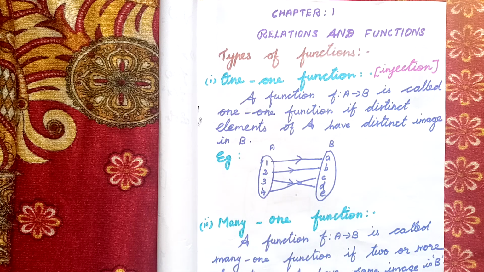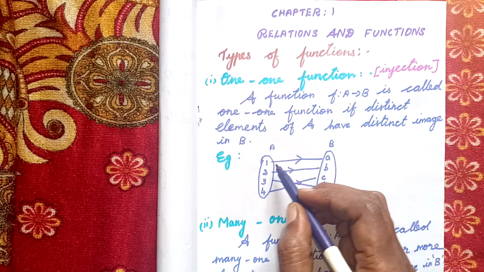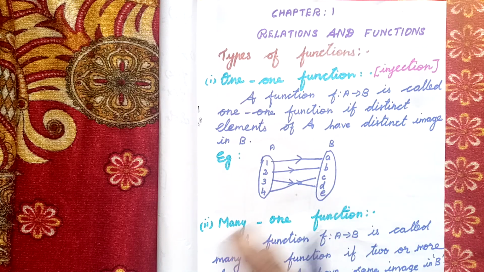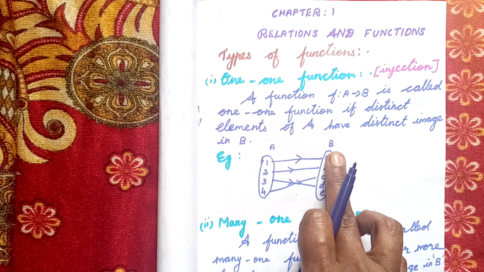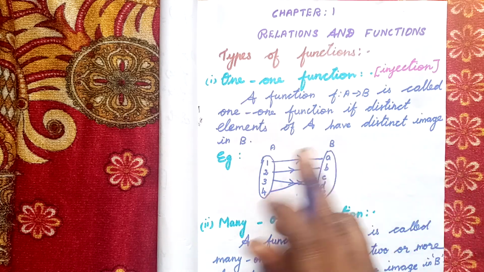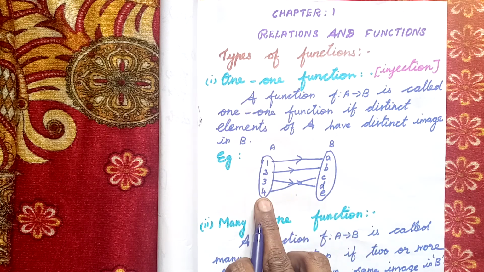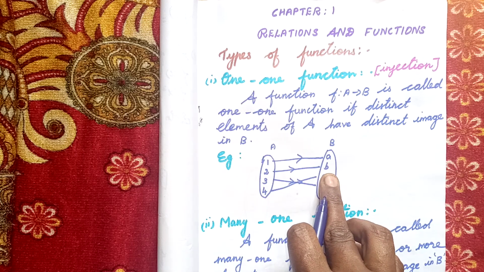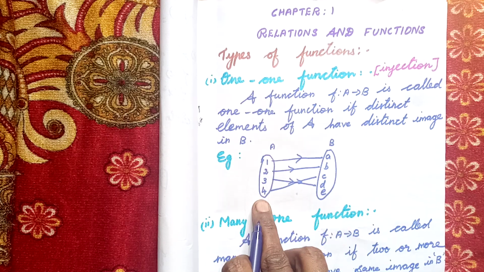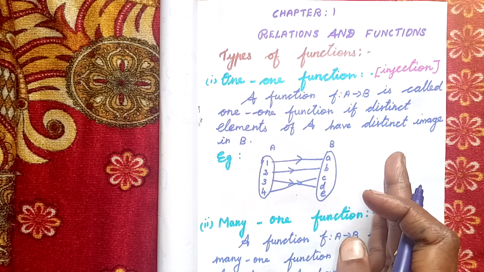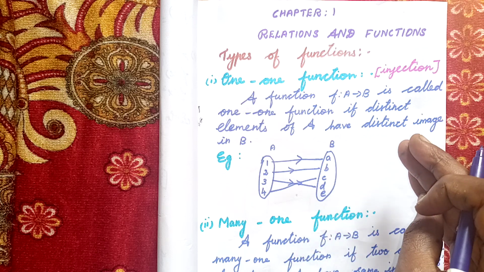Why is it one-one? Different elements in A have different images. The image of 1 is A, the image of 2 is B, the image of 3 is D, the image of 4 is C. Therefore, distinct elements in A have distinct images in B. Therefore, it is a one-one function.